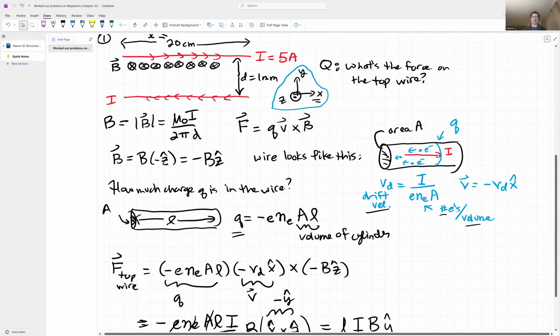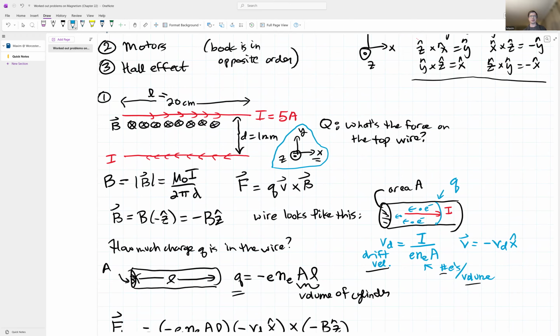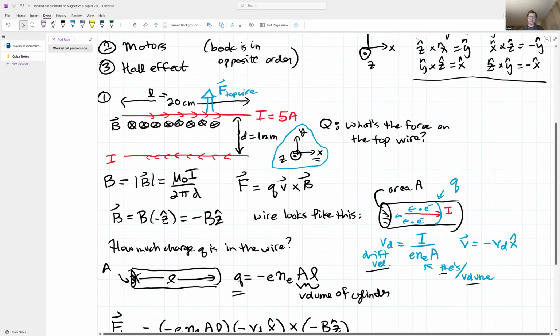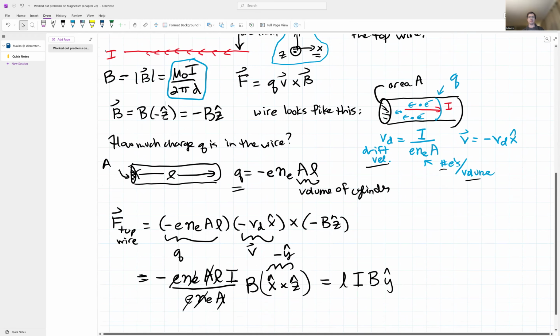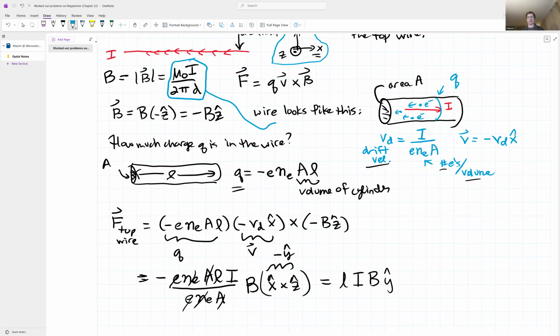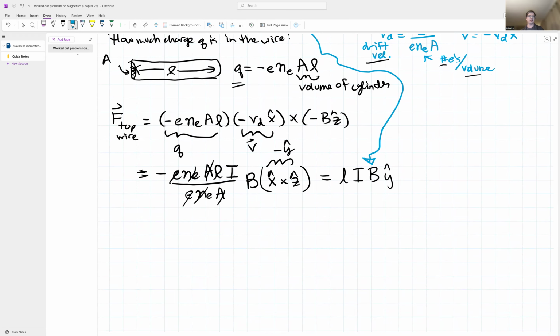So what does that mean? It means that this top wire is experiencing a force upwards. This is the way the force is. It's in the positive y direction. So this is the force on the top wire. Okay, so there's one more step. We should plug in for the magnitude of the B field, which was here. We already had that worked out, so we just have to take this and plug it all the way into there. And that gives us our sort of final expression.